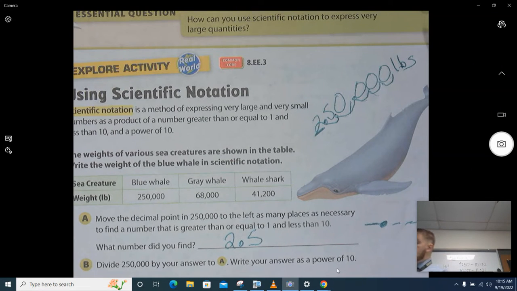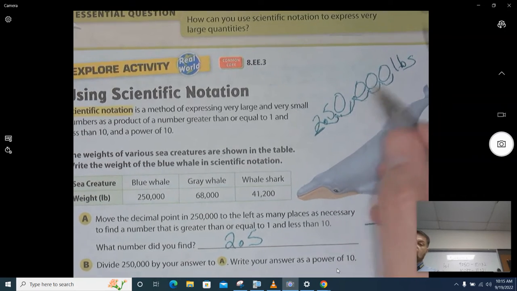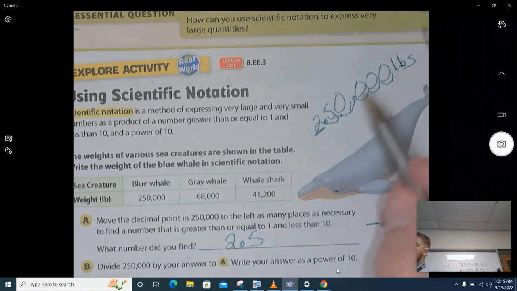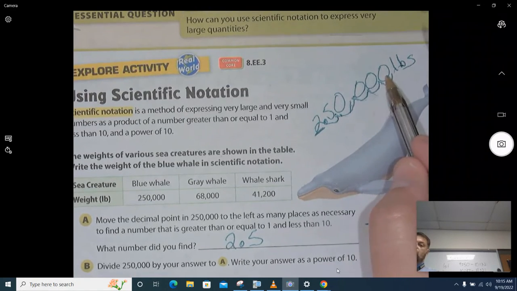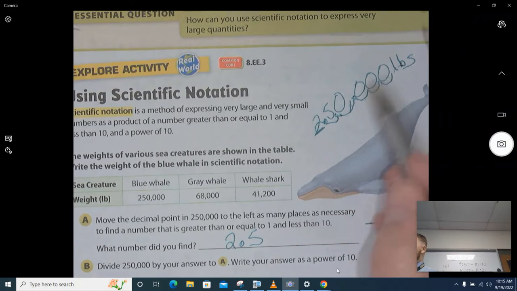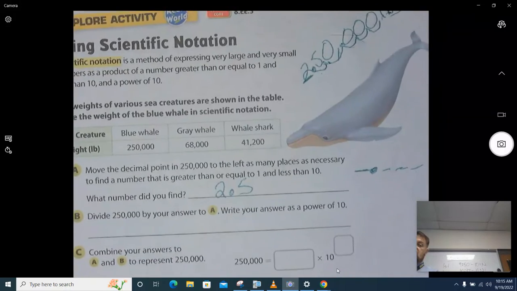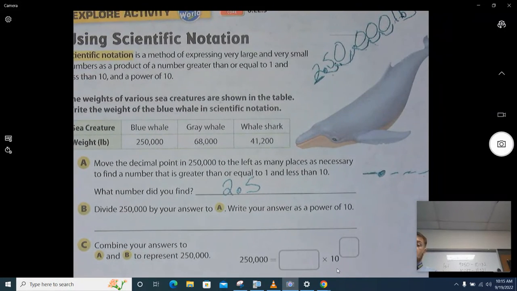So it says, what number did you find? Well, when we're done with that, because we don't need to write down all these zeros, the number that I found was 2.5. Now, if there were other numbers here, I would write them down. But because they're zeros, I don't need to. So then it says divide 250,000 by your answer, and you will get the power of 10.